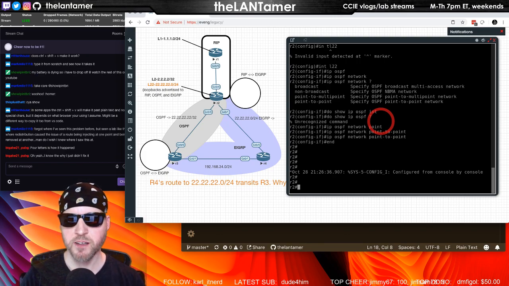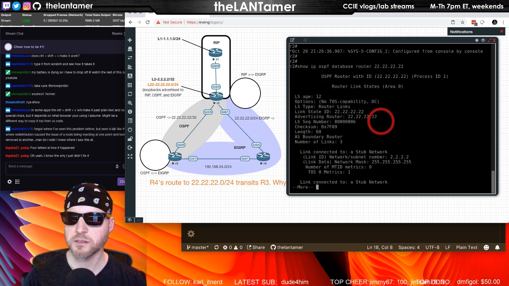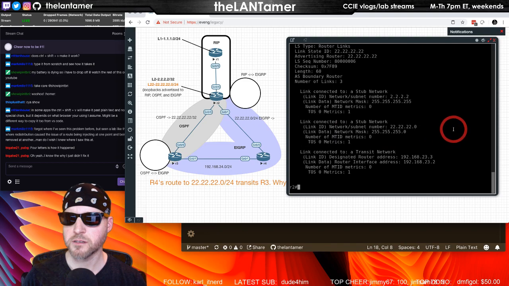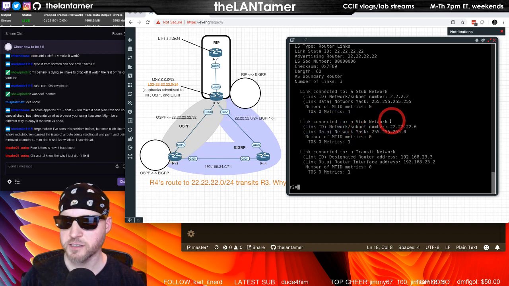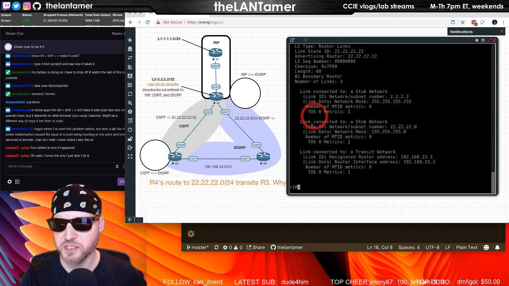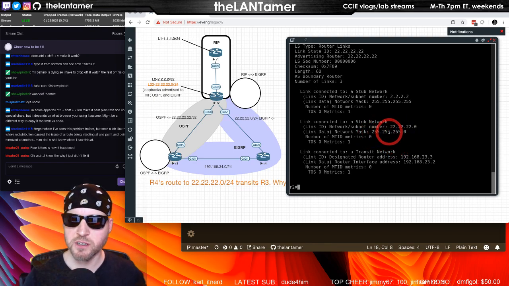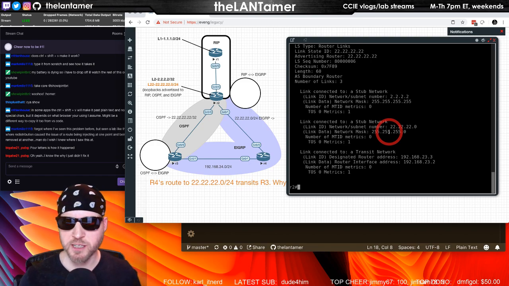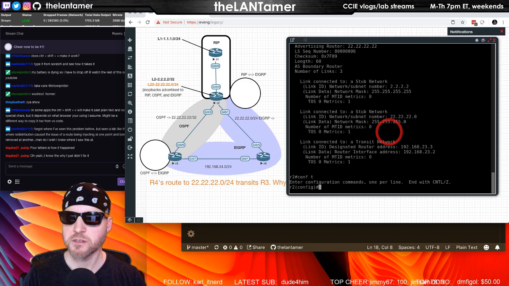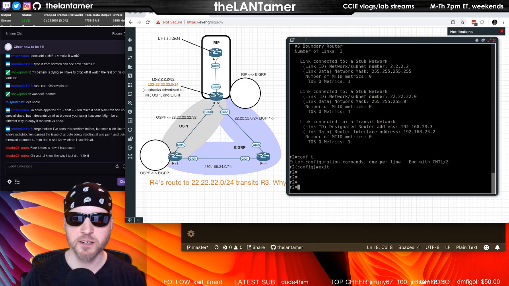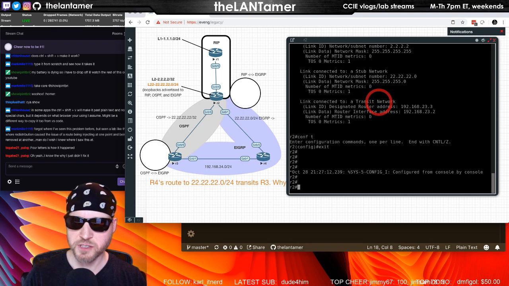But now let's look at our OSPF database. Aha, look at this. Link connected to a stub network. It still says stub network. And as a matter of fact, on a stub network type, there's only a couple of network types that you're allowed to use. But we see that seems to have fixed it, right? Let's try one of those other types.